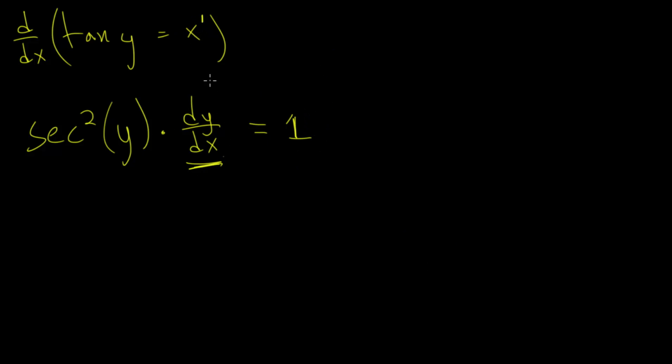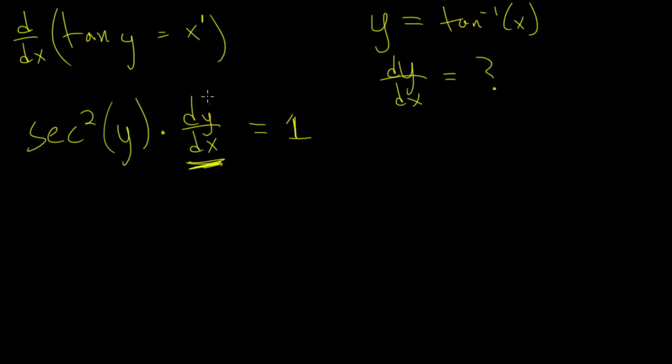And like I mentioned, we just want to solve for the derivative of y with respect to x, since that is ultimately what we wanted to find. We started with y is the inverse tangent of x, and we want to figure out what the derivative of this function is with respect to x. That's our goal here. So we divide each side of the equation by the secant squared of y. We get dy over dx is 1 over the secant squared of y. And we just need to figure out what this is in terms of x.